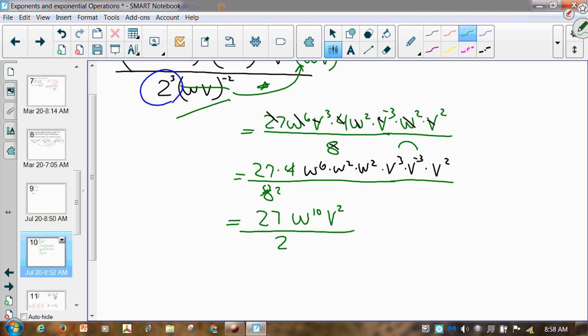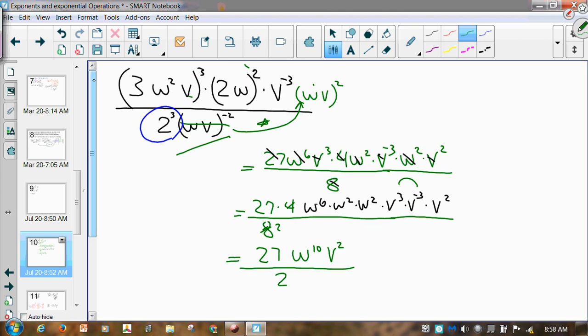27W to the 10th, V squared over 2. Boom. All right. That's not too bad, right? It looked kind of crazy when we started, but look where we ended up. Fairly simple expression, okay?